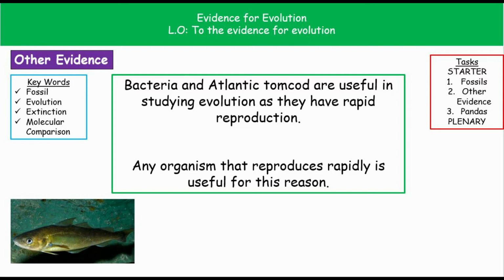So that means we can see these changes that occur in a much shorter space of time than, say, 60 million years. And let's be honest, no scientist is sitting there for 60 million years studying a single organism. So by using these rapid reproduction organisms, we can study evolution in a much shorter space of time. So jot down those couple of sentences for me in your books.